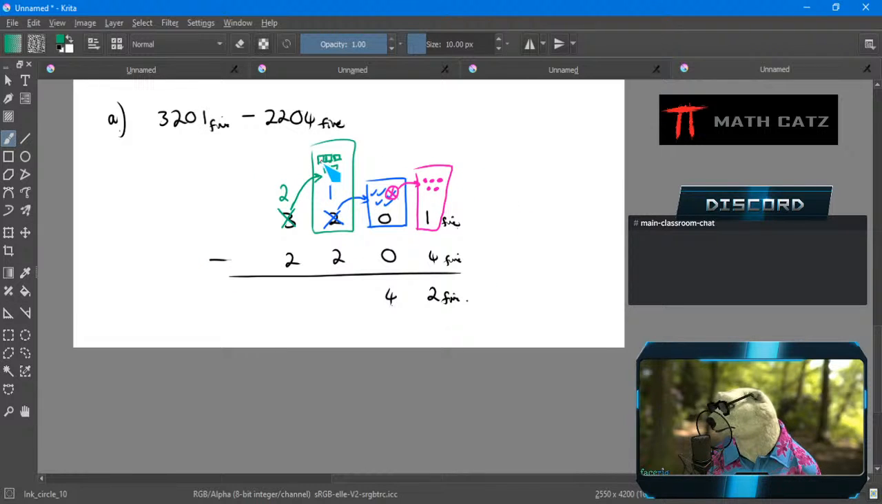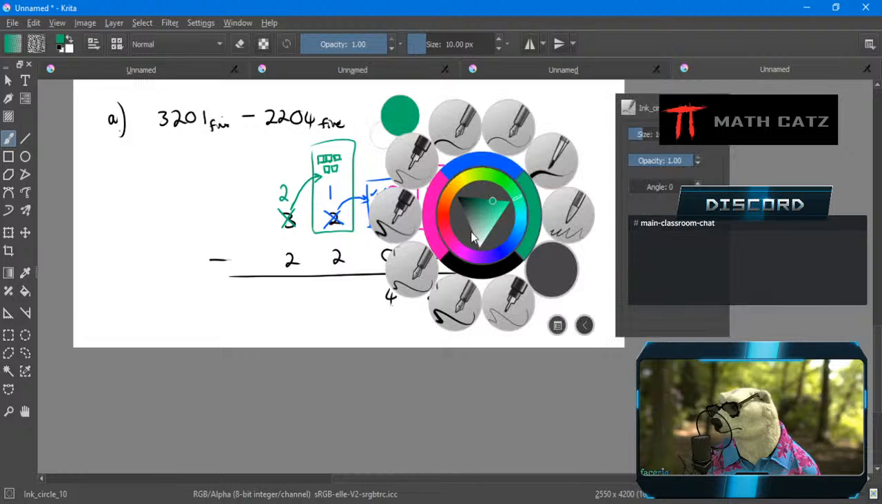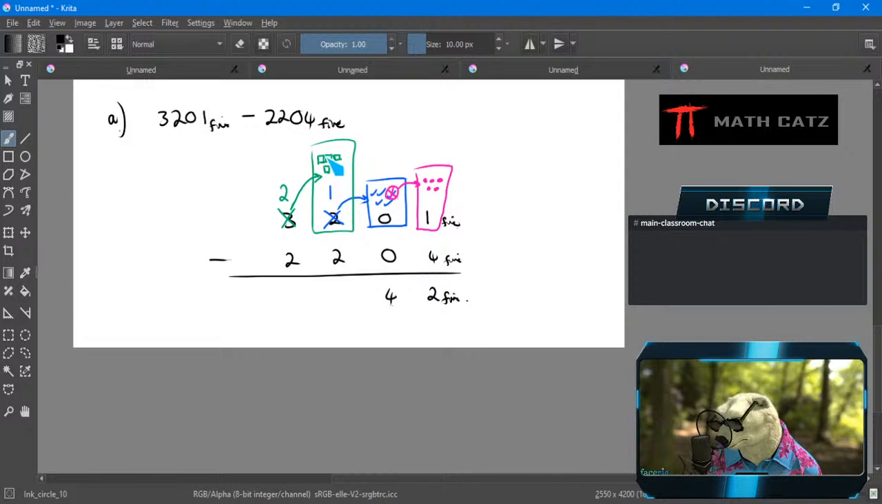So I have in this column 6. 6 take away 2 is 4. 2 take away 2 is nothing. And there we go. So that's equal to 4, 4, 2 base 5. How much is that? I have no idea. I don't even care. It's not the question. The question is to apply the written method for subtraction.